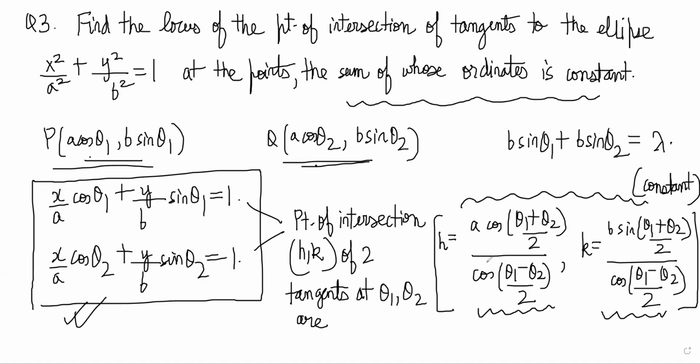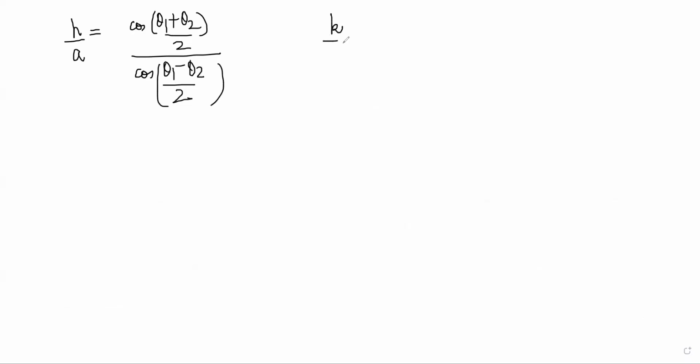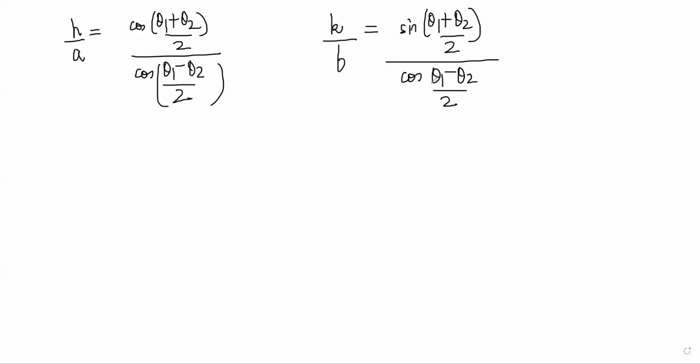Now here, I need to find the locus of the point (h, k), right, where they intersect. So technically, I have to figure out a relation in h and k and try to eliminate theta 1 and theta 2 somehow, right? So let's see how we will do that. We have this h is equal to this and k is equal to this. So we can say h by a is equal to cos of (theta 1 plus theta 2)/2 by cos of (theta 1 minus theta 2)/2. And we also have k by b is equal to sine of (theta 1 plus theta 2)/2 by cos of (theta 1 minus theta 2)/2, right?